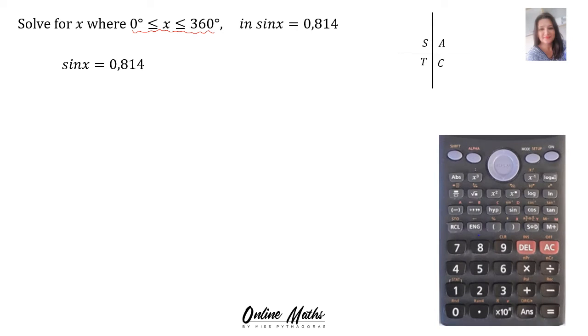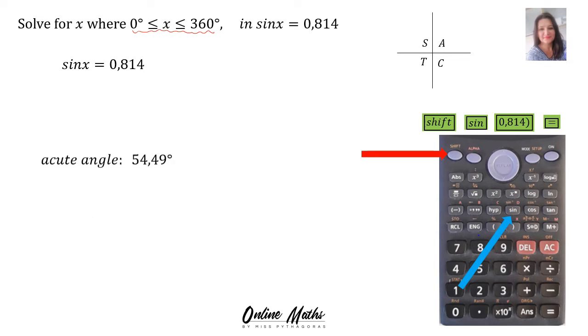And now we're going to work out the reference or the acute angle. And then we will say with our calculator we use the shift button. So when you work out an angle, it's shift sin 0,814 close bracket equals, and then you get your acute angle or your reference angle, and then your reference angle is always an acute angle and it's always positive. Now we will decide in which quadrant we are working.